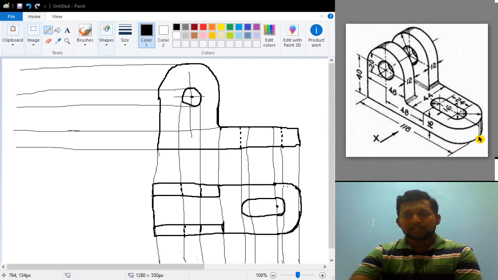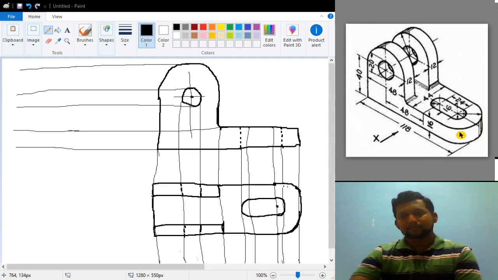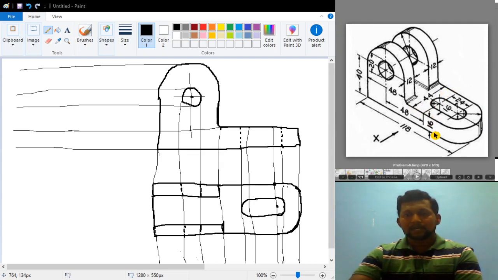So though it is some semicircular kind of shape, again what I want to tell you is, in the side view you cannot tell that it is a semicircular shape. So it will appear like a rectangular block with a distance of 44 by 16. Okay, so the breadth is 44 and the height is 16. Already we have lines here for 16 mm.